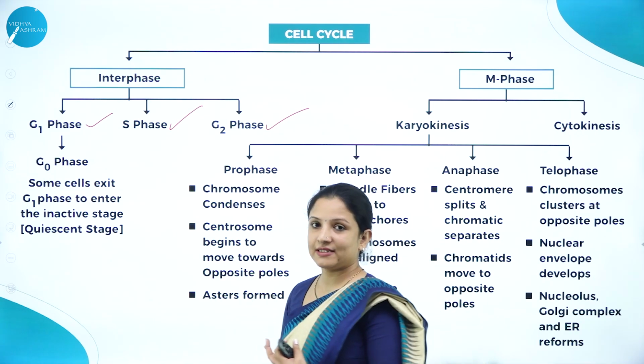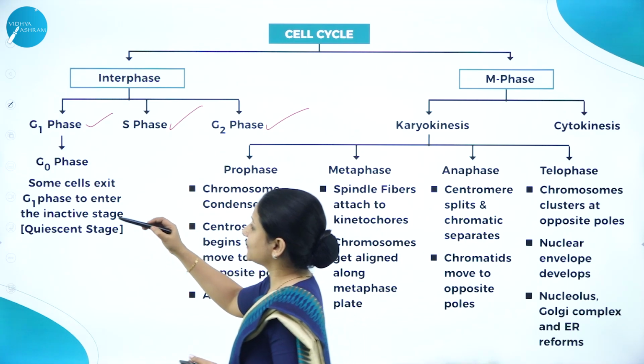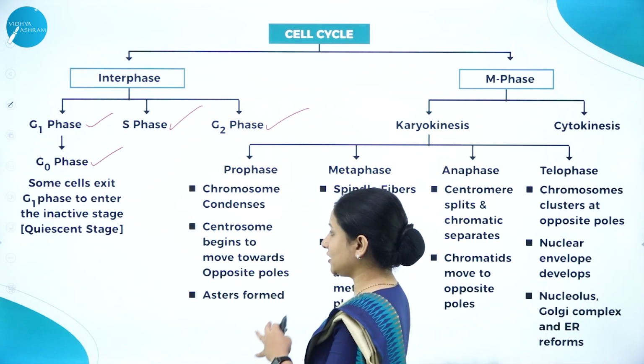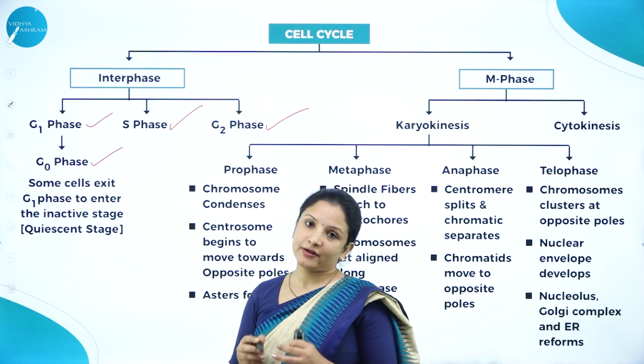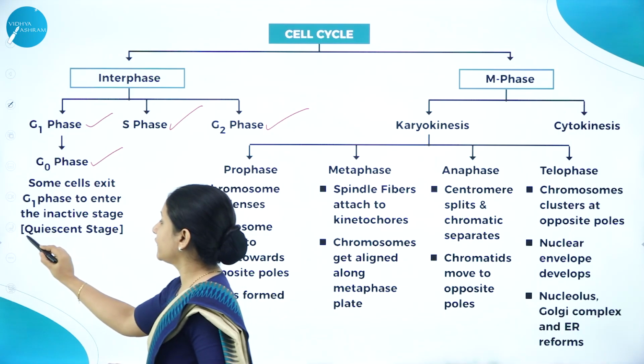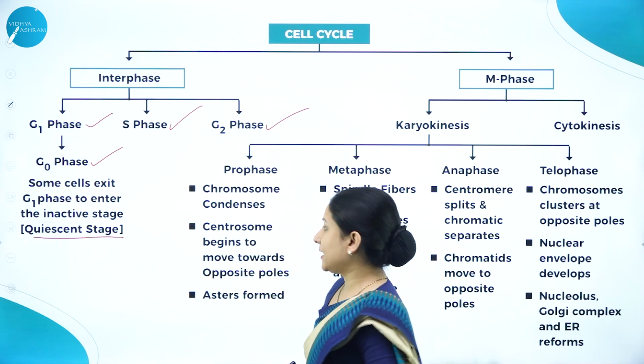Now some of the cells from the G1 phase, instead of entering into the S phase, go into a phase which is called the G0 phase. In this G0 phase, the cells try to remain inactive and then they go back to the S phase, and that G0 phase is called the quiescent stage, wherein the cells are quite inactive.